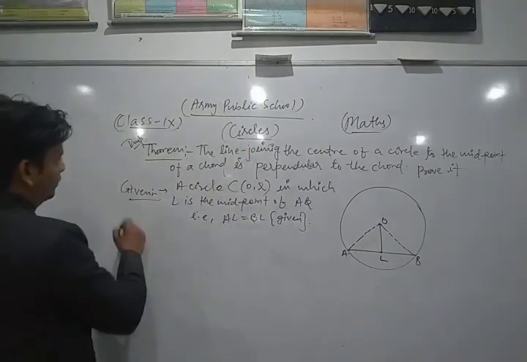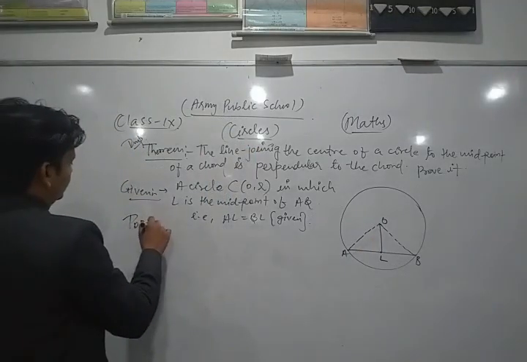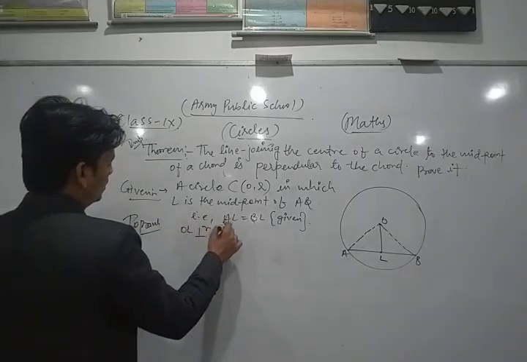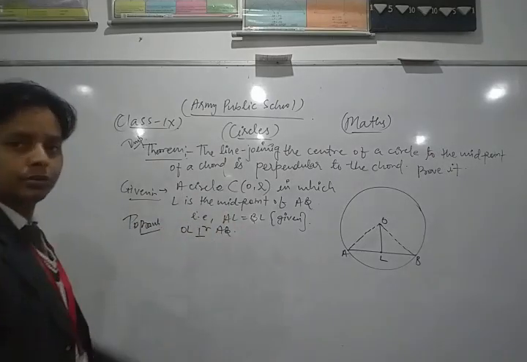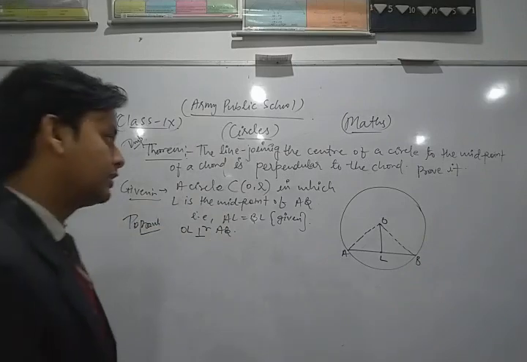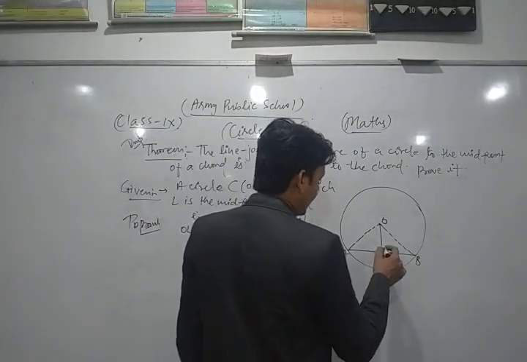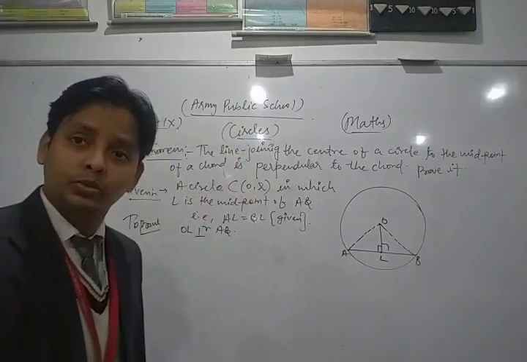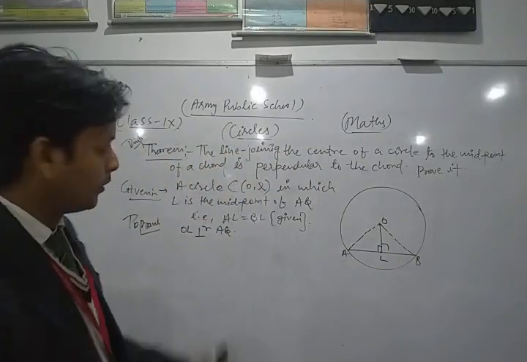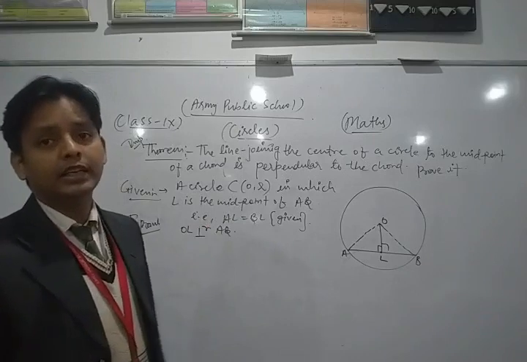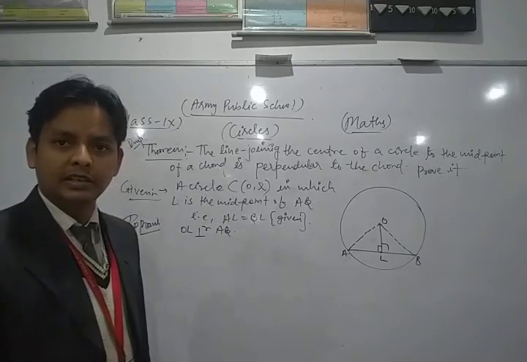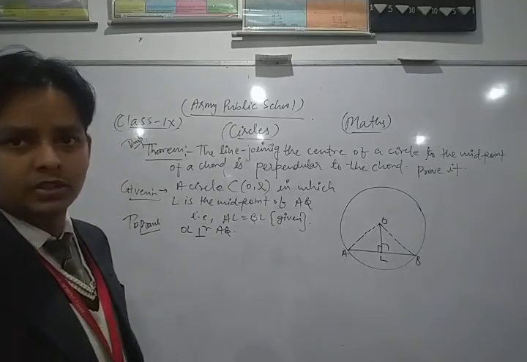Now, to prove: we have to show that OL is perpendicular to AB. It means that if we show that angle OLA and angle OLB are each equal to 90 degrees, then we can say that OL is perpendicular to AB, and the question is solved.